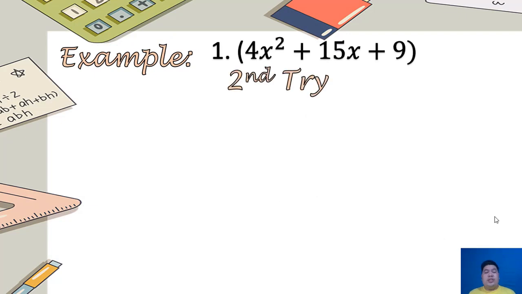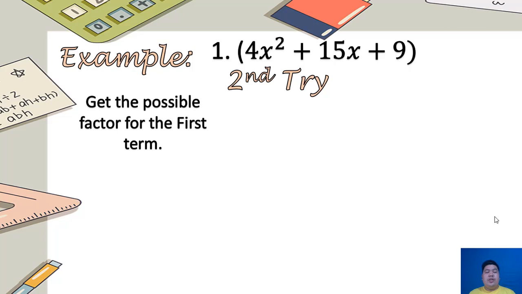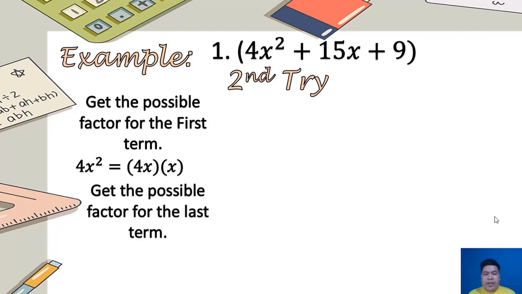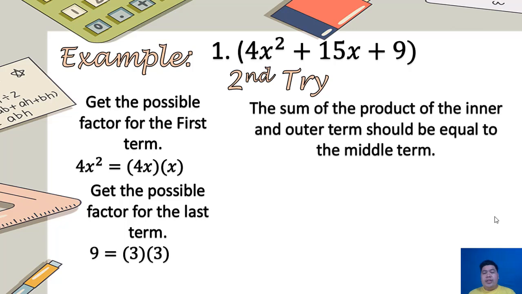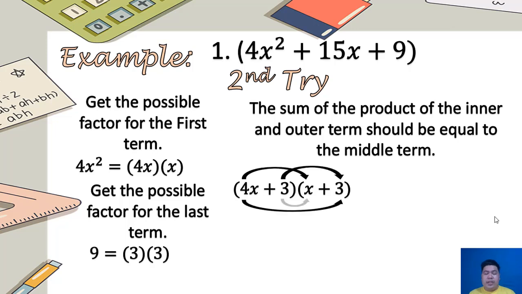First is to get the possible factor for the first term, which is 4x squared. We have 4x and x. Then the factor of the last term, 9, we have 3 and 3. Then, remember, the sum of the product of the inner and outer should be equal to the middle term. We have 4x plus 3, then x plus 3. Then, remember, just use the FOIL method.